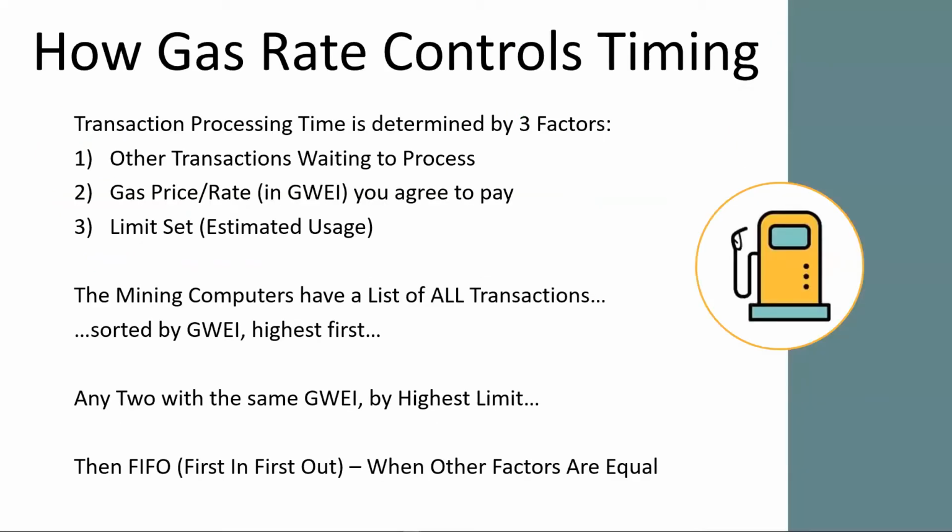So now I mentioned we'd talk more about how the gas rate controls the timing. The way that works is based upon three factors. The first and most important is how many other transactions are waiting to be processed. The second is what gas price or rate in GWEI you are agreeing that you'll pay. And the third is based upon the limit that is set, which determines your estimated usage, your estimated transaction fee. So the mining computers that are running the entire Ethereum network get a list of all transactions that are out there.